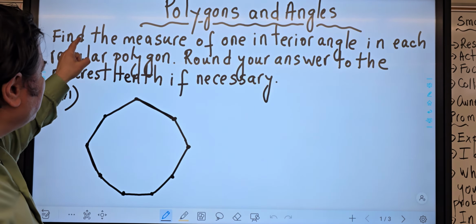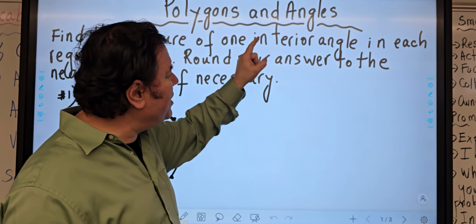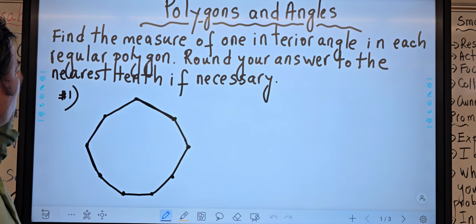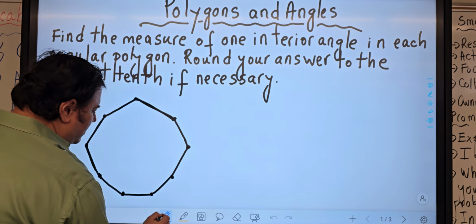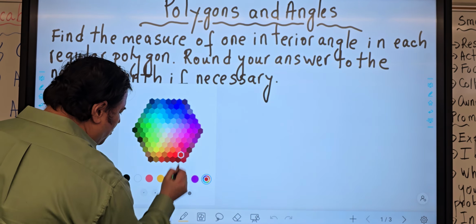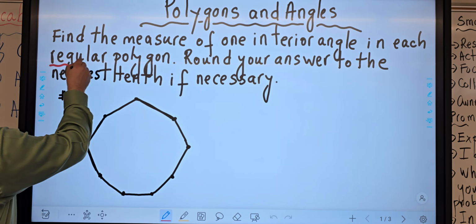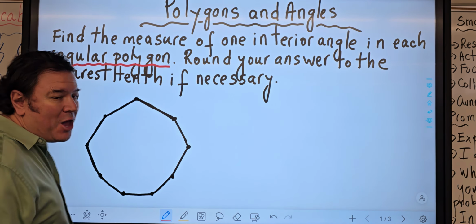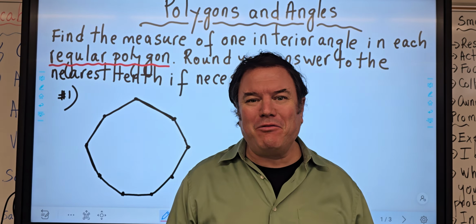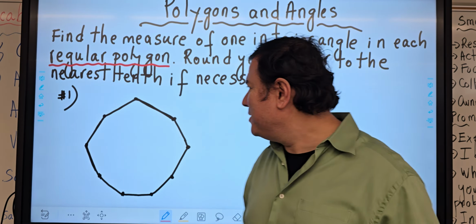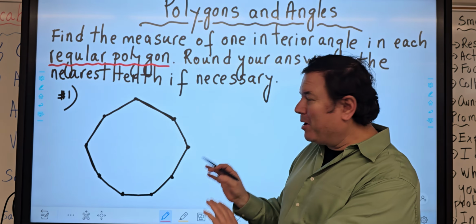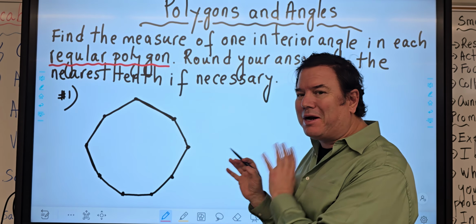And today we are going to find the measure of one interior angle in each regular polygon. Today we are going to look at regular polygons. Regular polygons have all the sides the same. So I did my best here, but all of these sides in this polygon are the same.